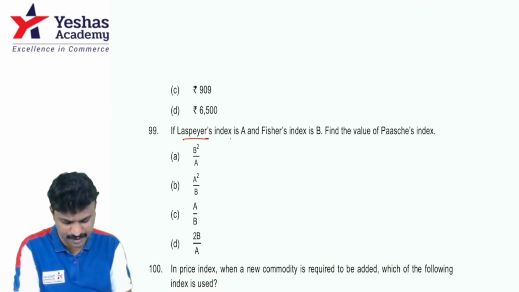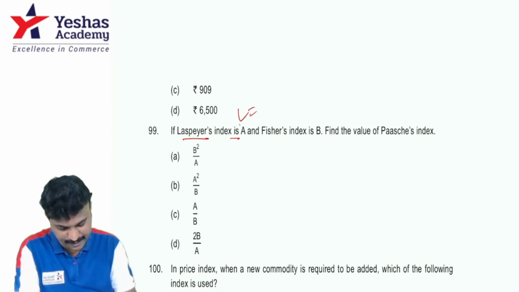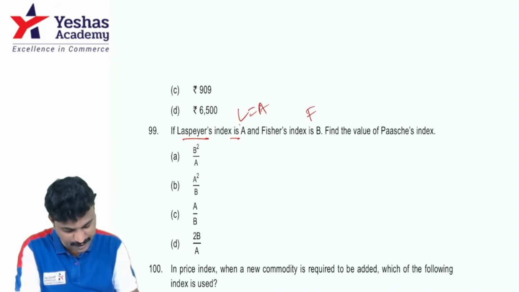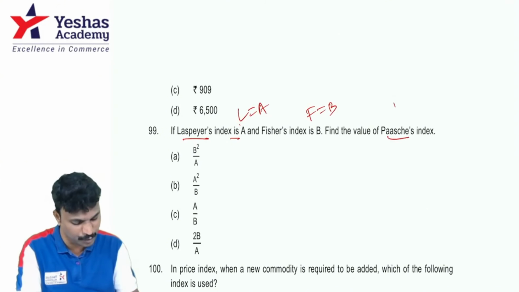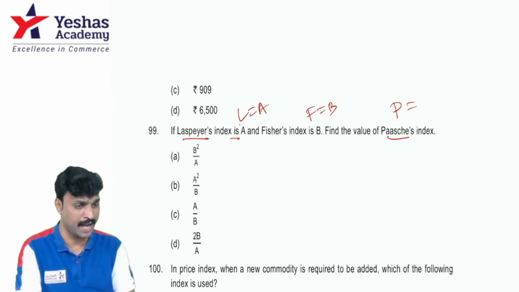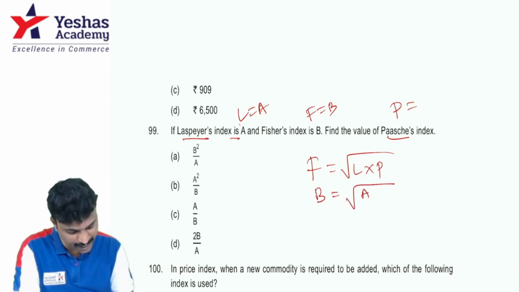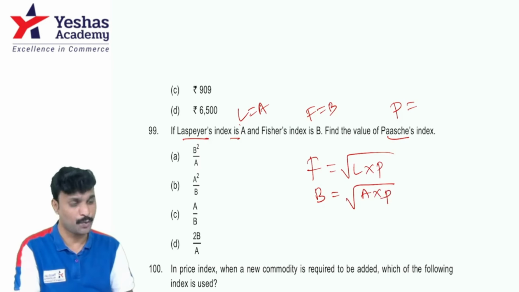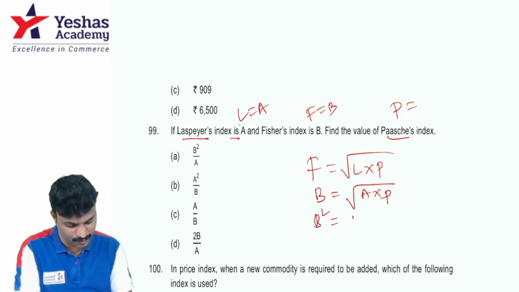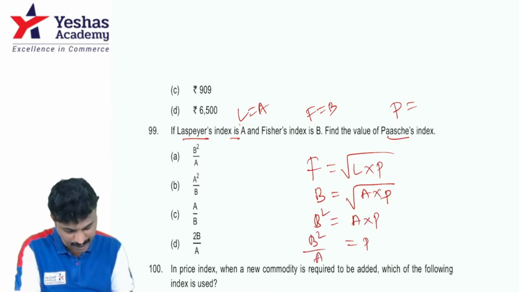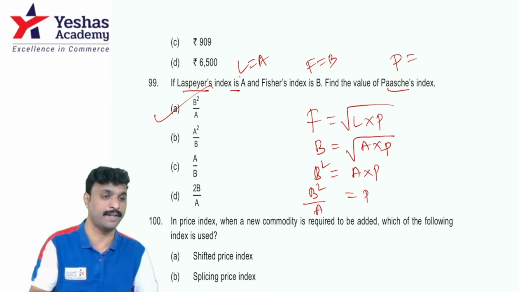99th question, Laspeyres' index is A, so L is equal to A they have given. Fisher's index F is equal to B. They are asking us to find P, Paasche's index. What's the relationship between Laspeyres', Paasche's and Fisher's? F is root of L into P. F is given to be B and L is given to be A and P as it is. They square on both sides. B square is equal to A into P. So what is P? B square by A. Option A itself is the right answer.